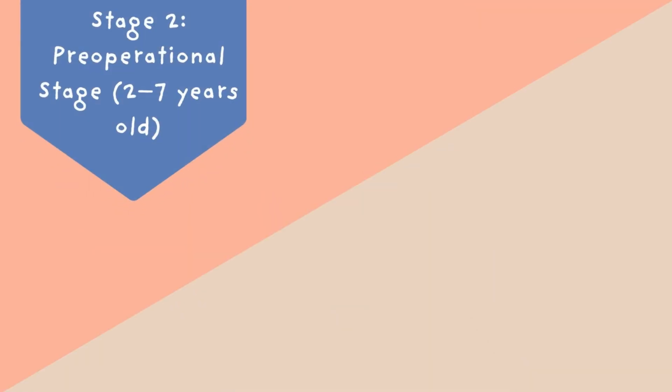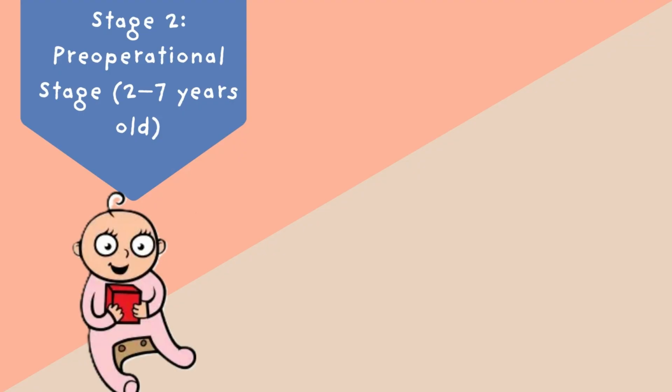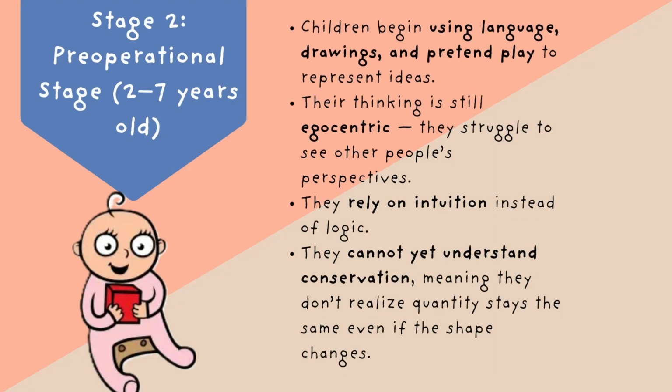Preoperational stage, 2 to 7 years old. In this preoperational stage, 2 to 7 years old, children begin to use language, drawing, and pretend play to represent their ideas and thoughts. Thinking is egocentric, meaning they struggle to see things from other people's perspective. They assume everyone sees the world as they do. They rely on intuition rather than logic.